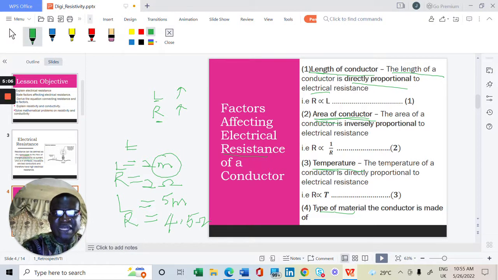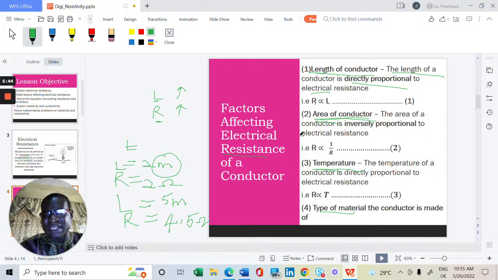So that is that for the length of a conductor. You should have it at the back of your mind. It's not only when the length of the conductor increases. If the length of the conductor reduces as well, then the resistance of the material will reduce. But for the area of the conductor, there is an inverse relationship between the resistance of a conductor and its cross-sectional area.